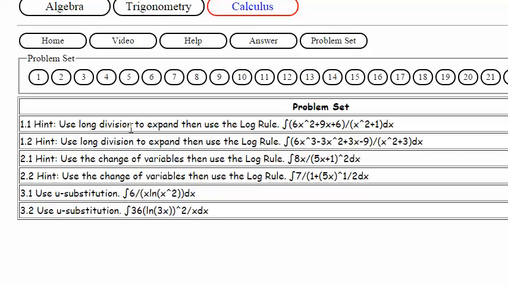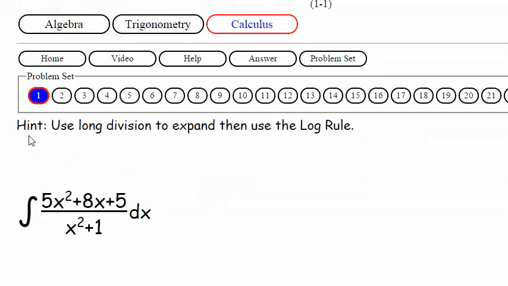Let's look at 1.1. Now, I throw a hint in here. Use long division to expand, then use the log rule. But we'll also need to do something else. So let's go ahead and write this one down. 5x squared plus 8x plus 5 over x squared plus 1 dx.